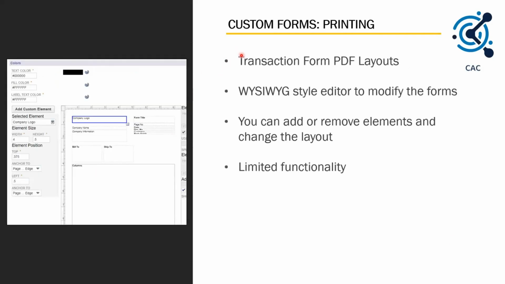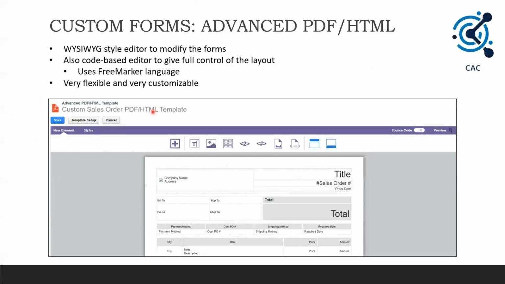So here is a sample or a screenshot of the basic printing template. Again, this is the transaction form PDF layout. I showed you where that was in the menu system. It's a WYSIWYG style editor. WYSIWYG is what you see is what you get. You can add or remove elements and change the layout. It has very limited functionality. I'll go show you where this is and do some very, very basic manipulation on it real quick here.